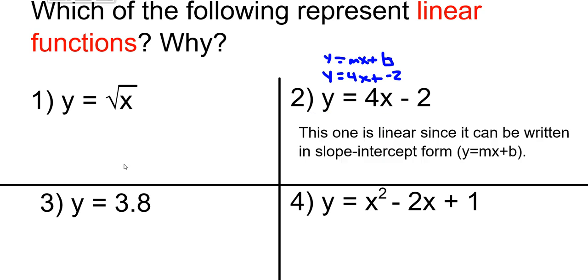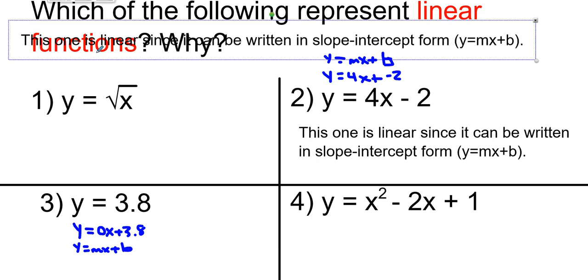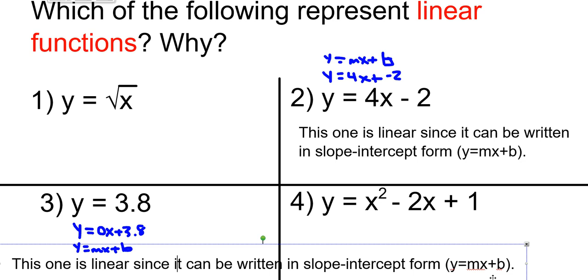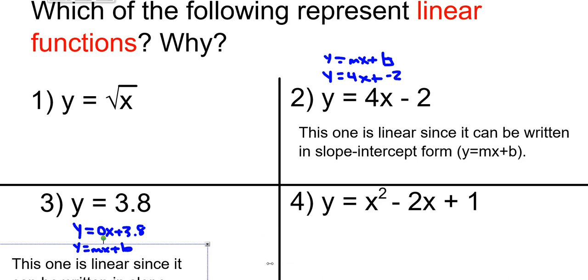All right, moving on. Are there any others on here that can be written in slope-intercept form? Well, this one right here, I could write as y equals 0x plus 3.8, and that is y equals mx plus b. So again, this one is linear since it can be written in slope-intercept form.